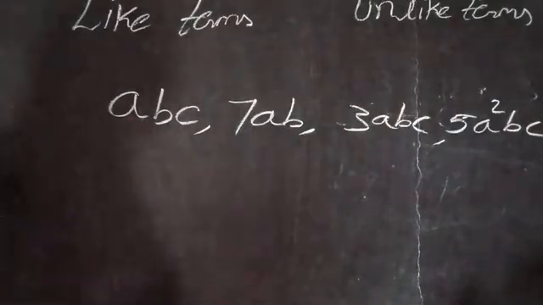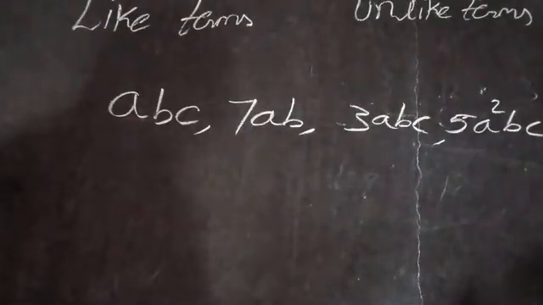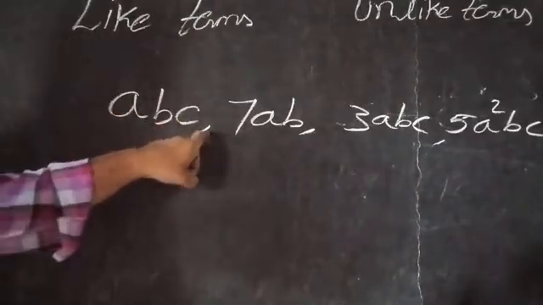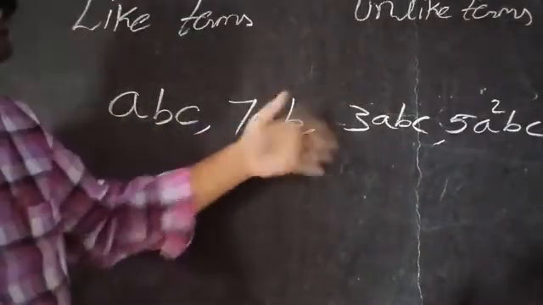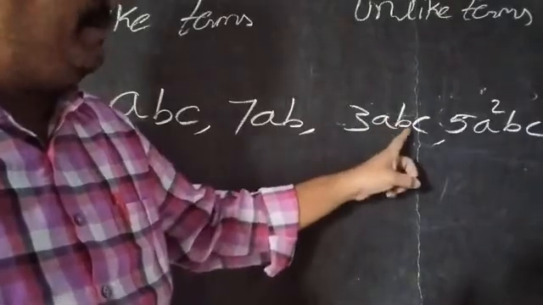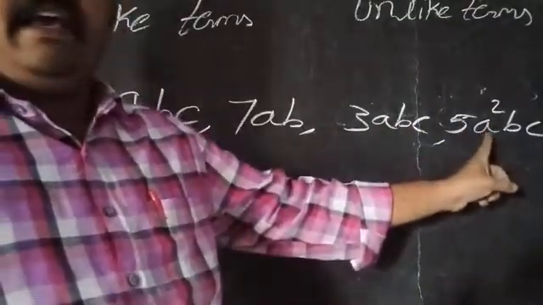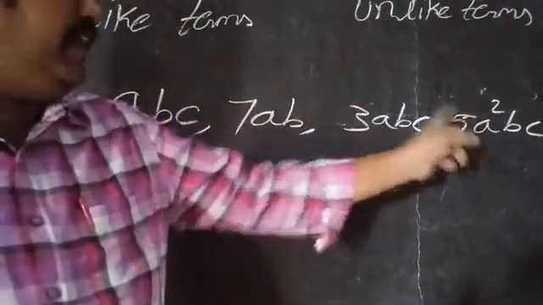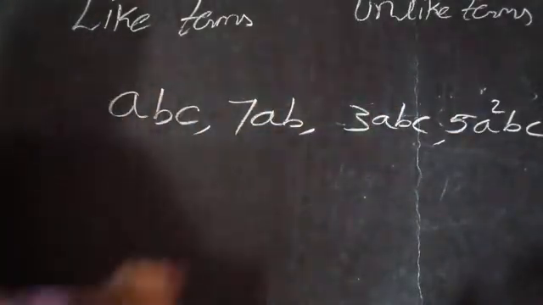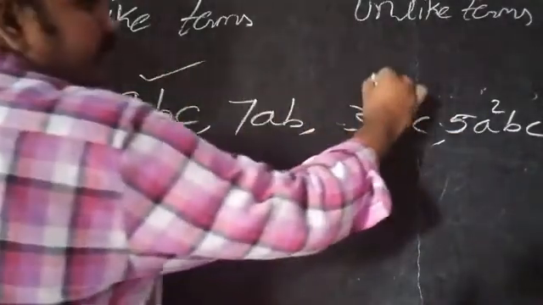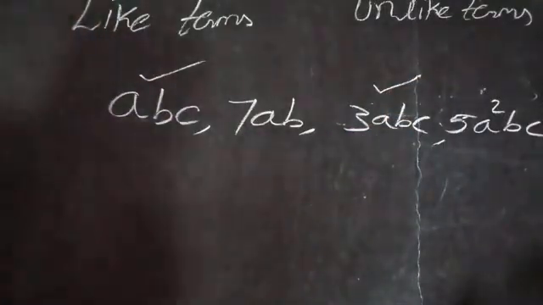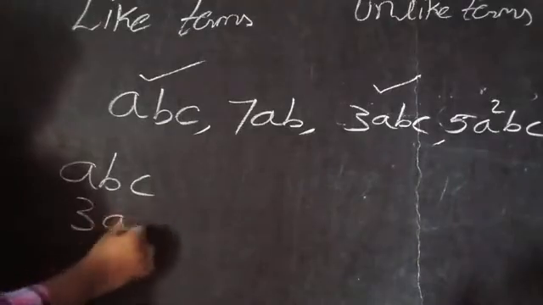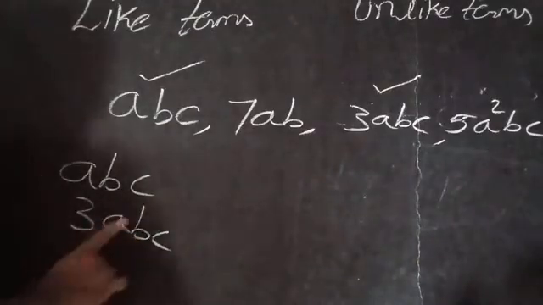Like terms means having the same alphabets with the same power. A, B, C and A, B, C are the same. But A is having a square, and A is not having a square, so I am separating the like terms. These two are the same: A, B, C and 3A, B, C. These are like terms.